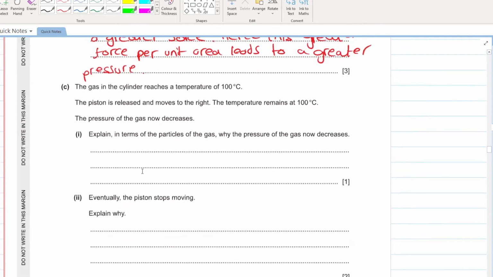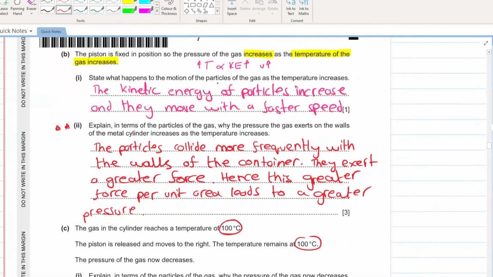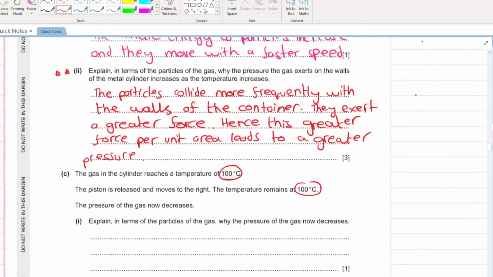The gas in the cylinder reaches a temperature of 100 degrees centigrade. The piston is released and moved to the right. The temperature remains at 100 degrees centigrade. Now, can you see what is happening, beta? A very interesting shift has happened here. Initially, the volume was constant and pressure was directly proportional to temperature.